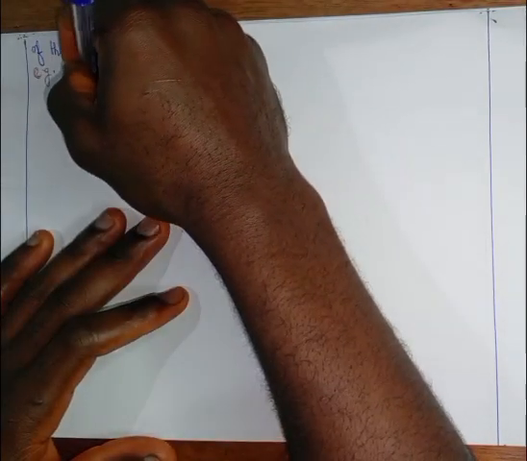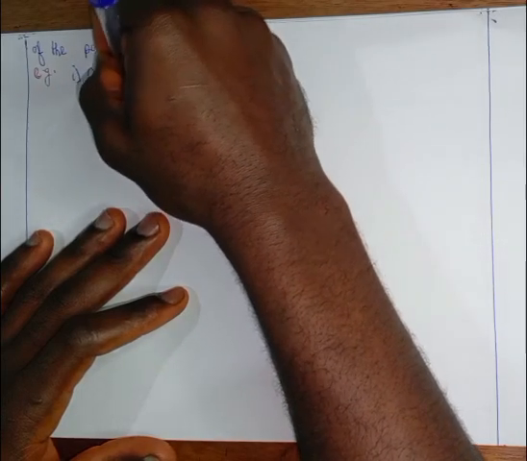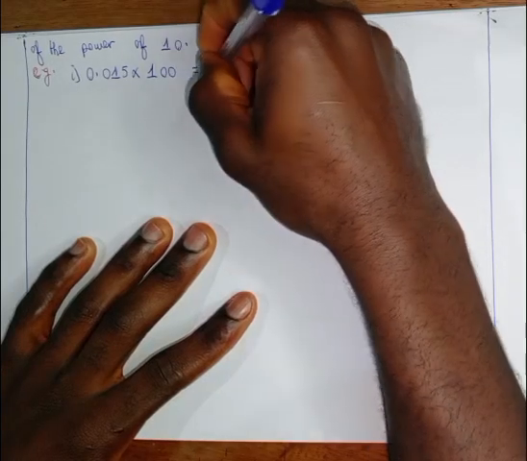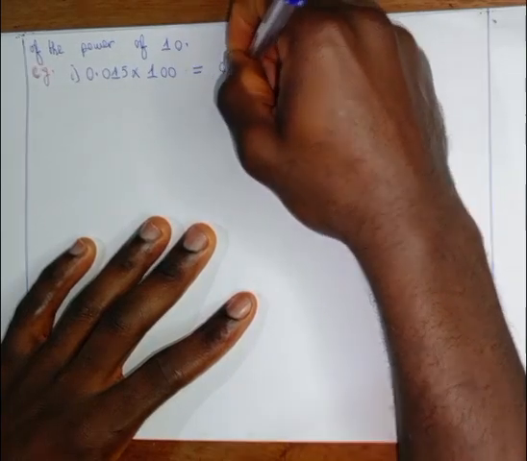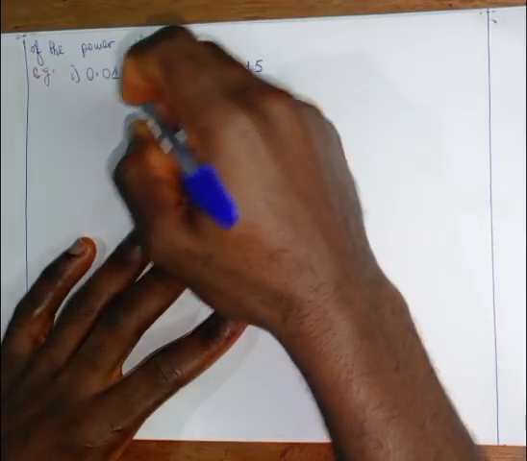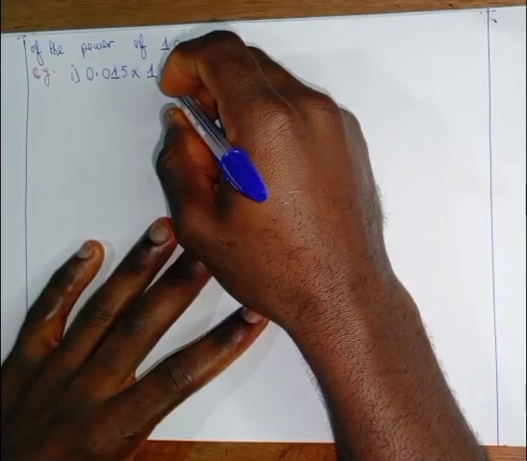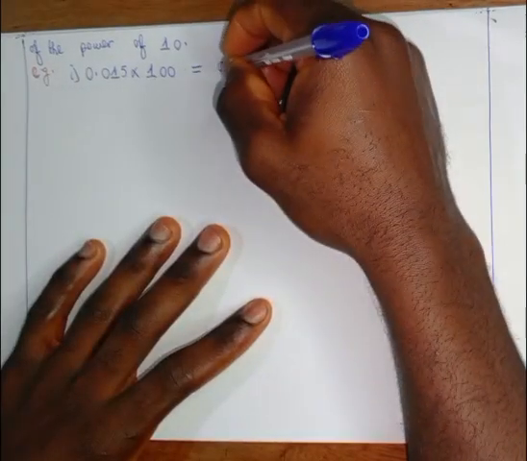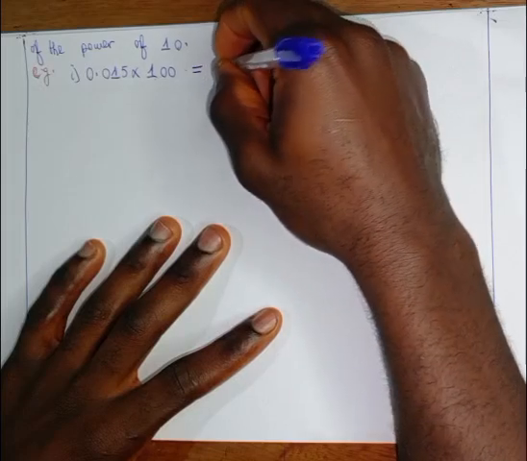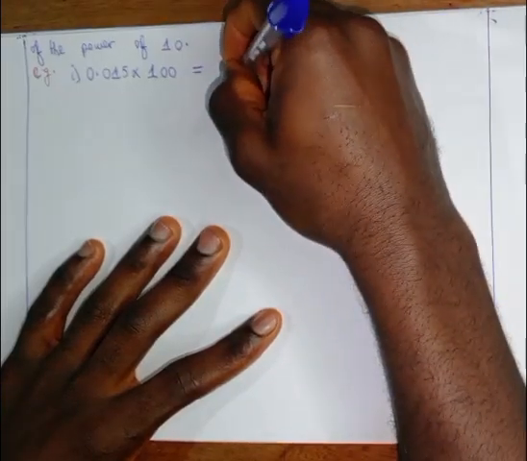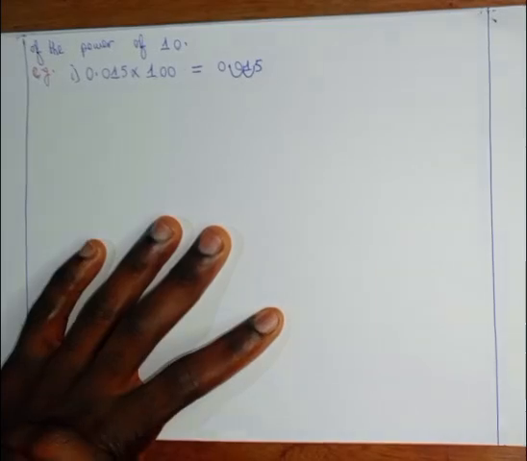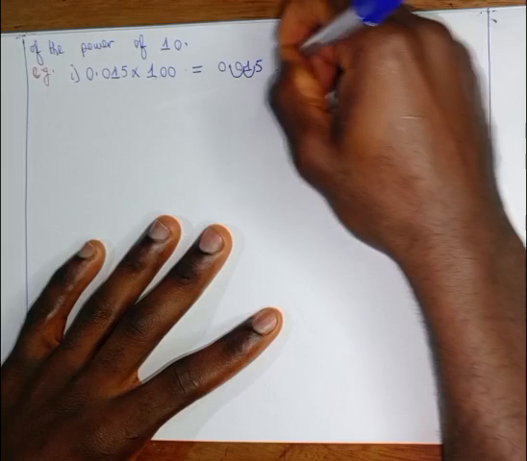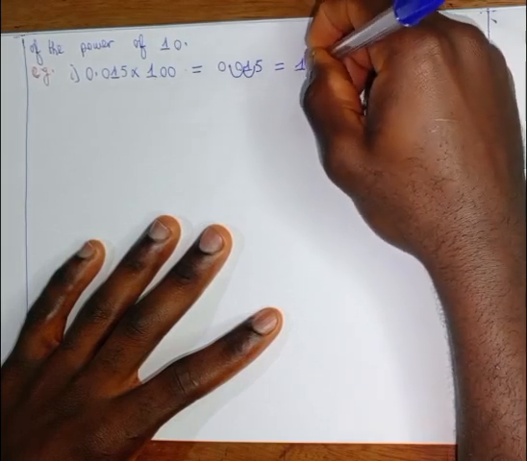Take the examples given. Take the first one, I. We have 0.015 times 100. 100 is a power of 10. It has 2 zeros. In this case, we are going to move the decimal point 2 places to the right: 1, 2. So the decimal point will be between 1 and 5. So this will be equal to 1.5.